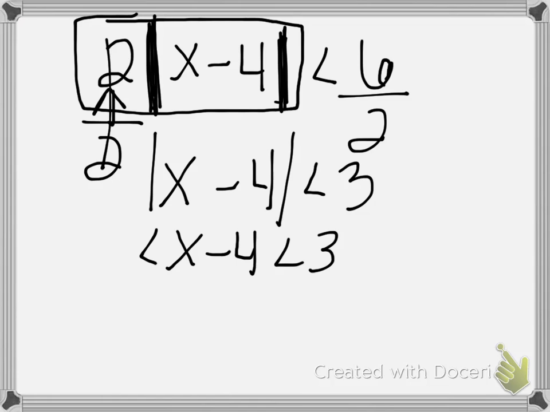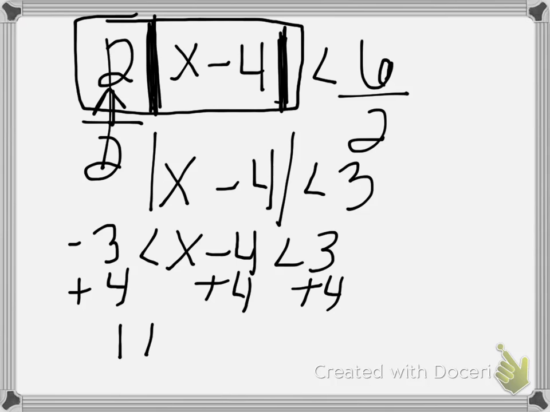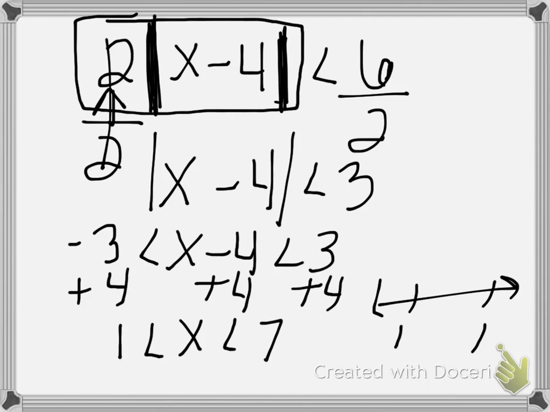So put the exact same sign on the left and put the negation on the left-hand side of the problem as well. So then we're going to add 4, and add 4. That's going to give me 1 less than x less than 7. And if I graph it, put 1, put 7, open circles, and we're going to shade in the middle.